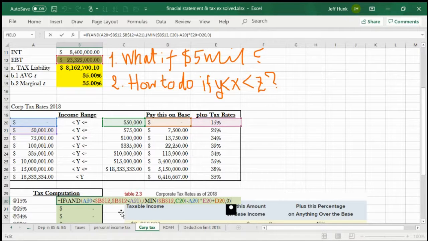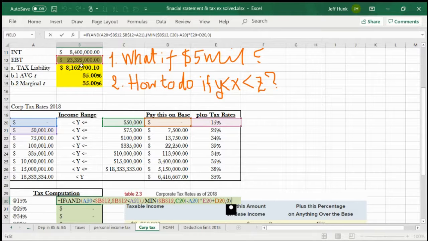Right? Clever, isn't it? So that way, everything up to 50K is included. And then if it satisfies that condition, that means if this satisfies, then what do we do? Minimum, the lesser of the two, right? The lesser of the two between.